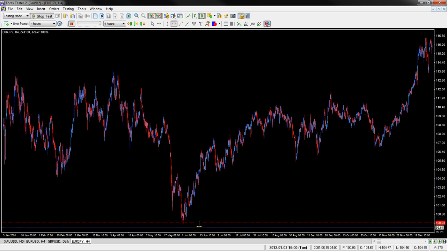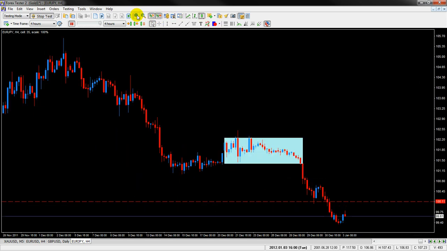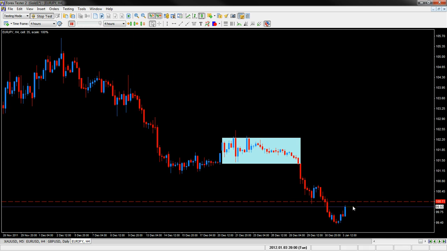Okay, so we do have a possible spot right there, but guess what? We're already beyond it. We're already beyond that spot. So let's take a look. Yeah, so that's where it bounced right there. That was on the 100 level, and that was all the way back from 2001. So you can see that's why the market briefly found support there. Right there.